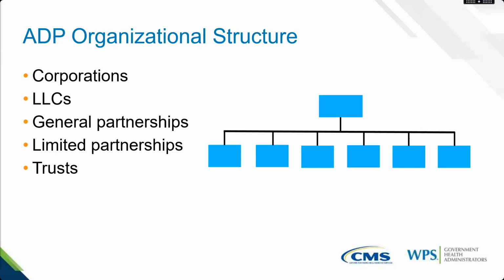The LLCs, we need all owners regardless of percentage. Remember I said that 5% for LLCs is no longer there. So 3% needs to be reported. It's an LLC, we need everybody. For general partnerships, we're going to need all of the partners to be reported.